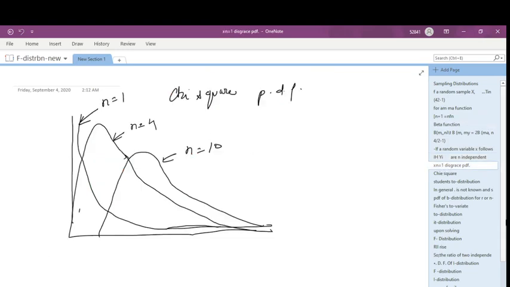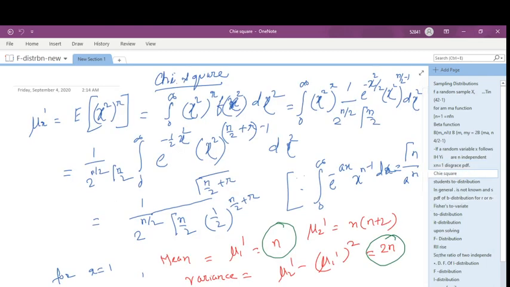And this is how a chi-square probability distribution function looks like. So this is the chi-square. And as you see, if you increase the degree of freedom, the curve shifts towards the skewness, or shifts towards the right side. Okay, fine.